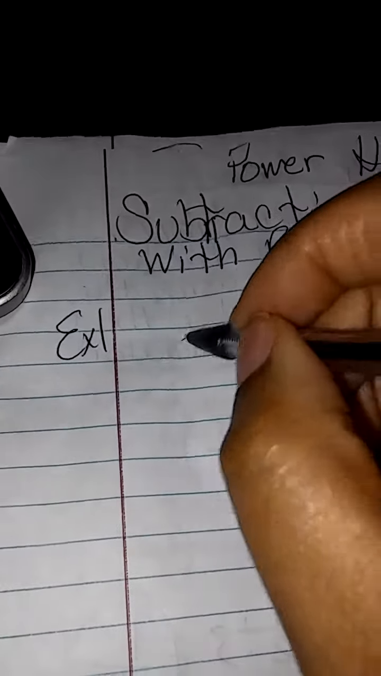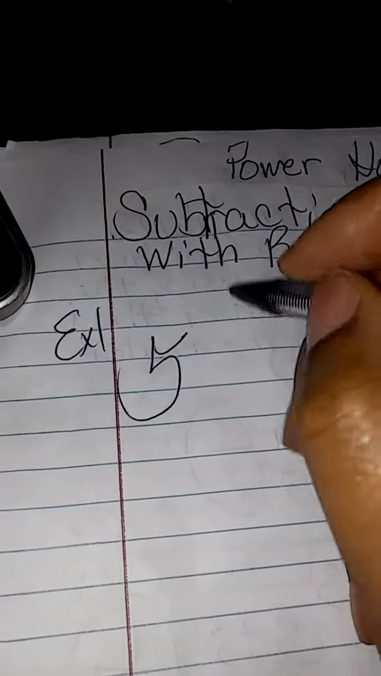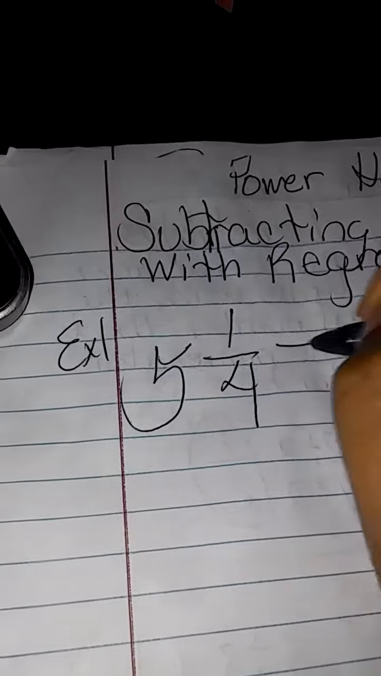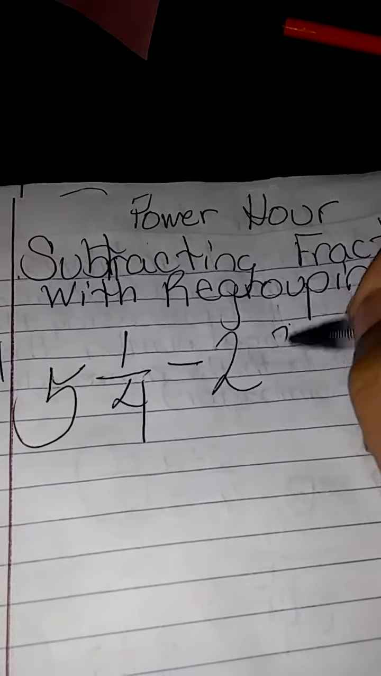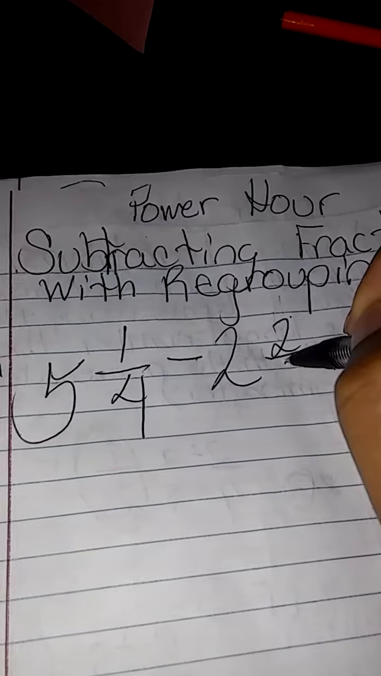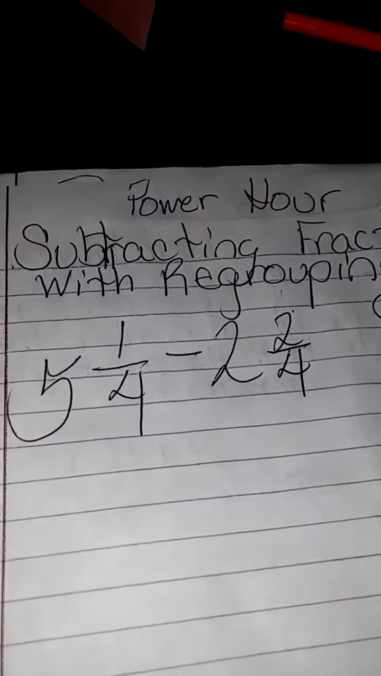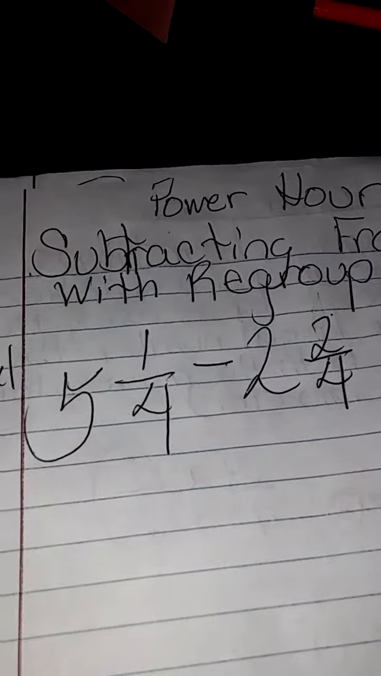Okay, so this is our power hour, subtracting fractions with regrouping. In example 1, let's say we have 5 and 1/4 minus 2 and 2/4. Let's stick with like denominators right now.